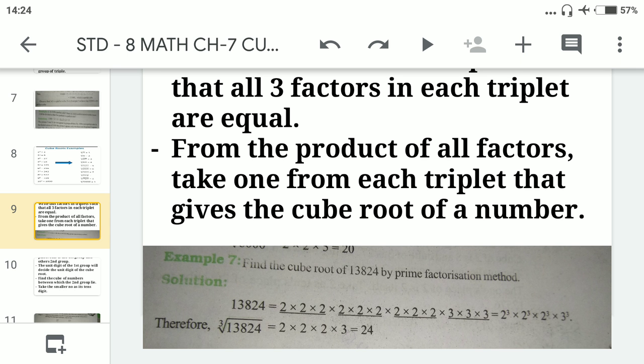Just see here, 13824 can be represented as 3 times 2, another 3 times 2, another 3 times 2 and another 3 times 3. So you take one digit from each group, and you will get 24 as the answer.